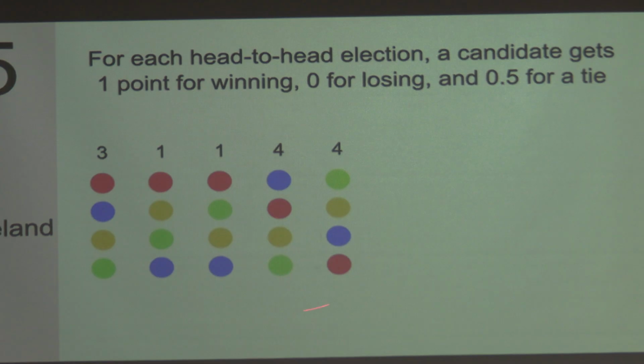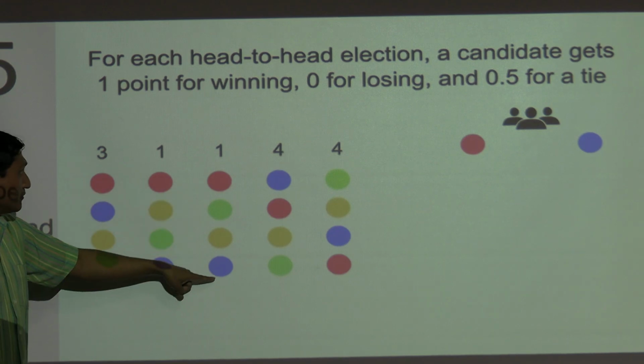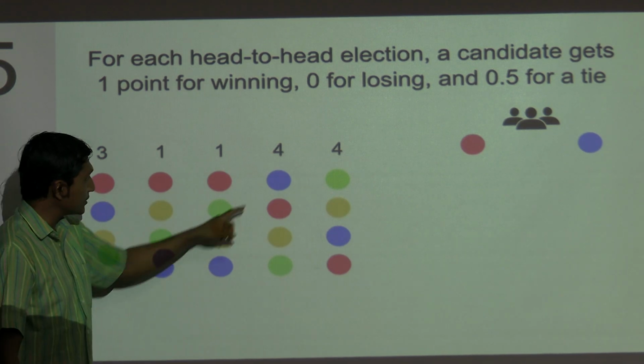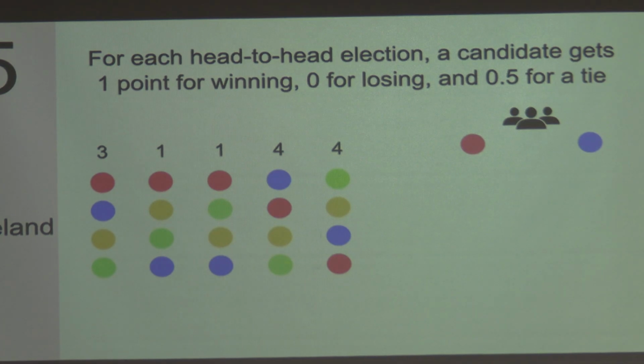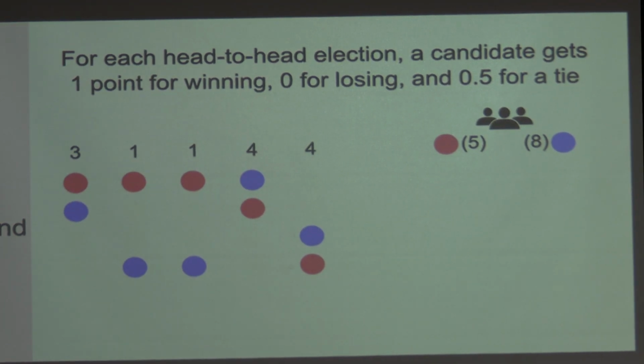Okay? So, for example, you have this kind of instance. Again, these numbers denote the number of voters. If you're comparing red with purple, this is where red beats purple. So 3 plus 1 plus 1, 5. It's 5 versus 8, right? So in this pairwise comparison, purple beats red. So purple gets 1 point and red gets 0 points.